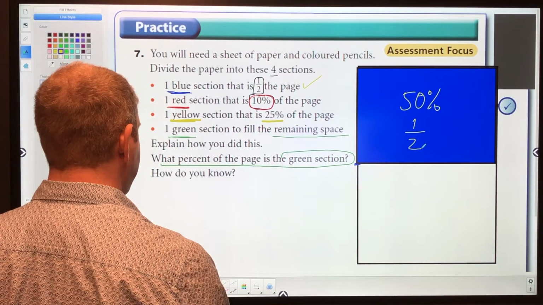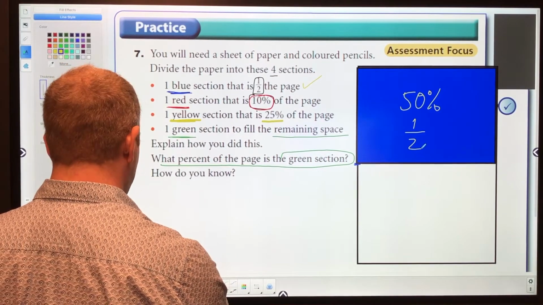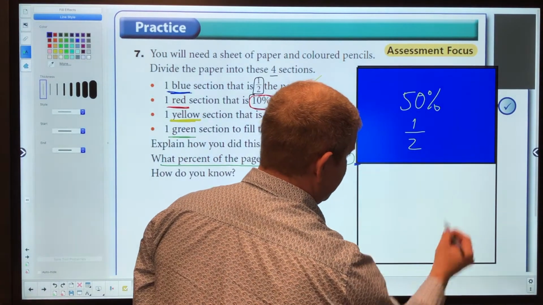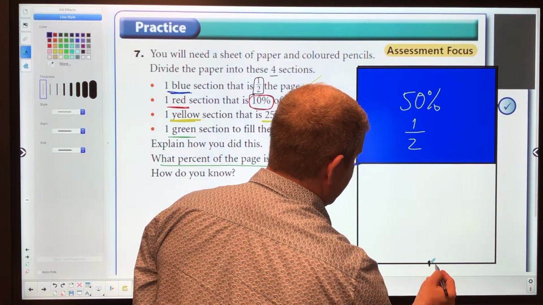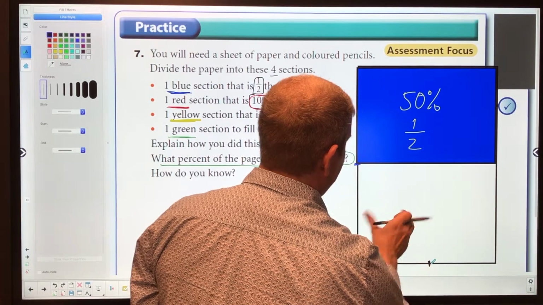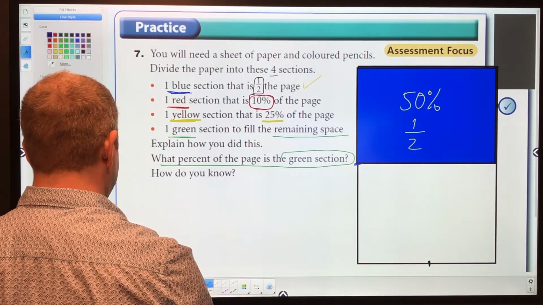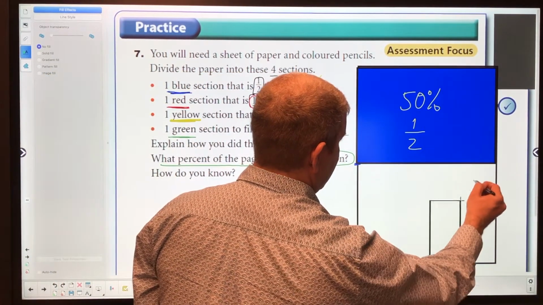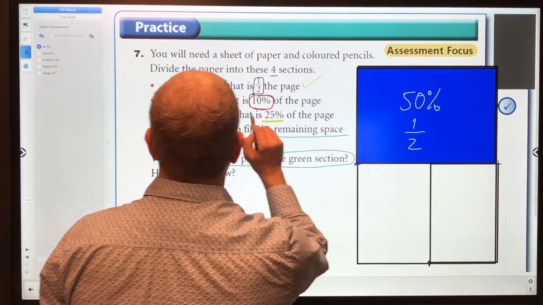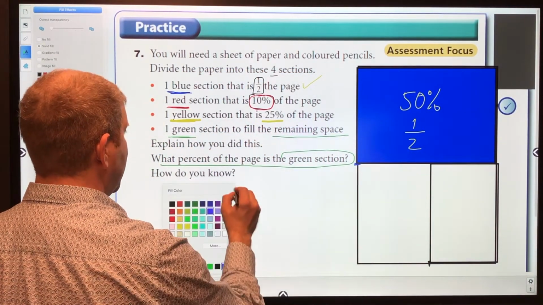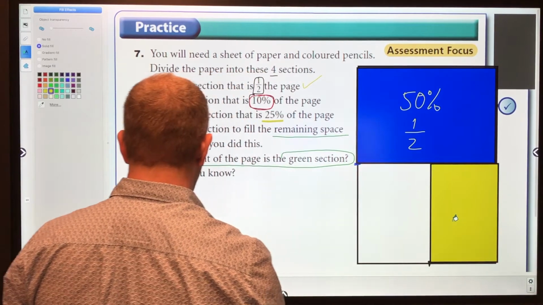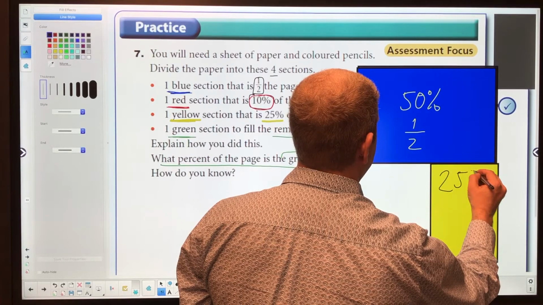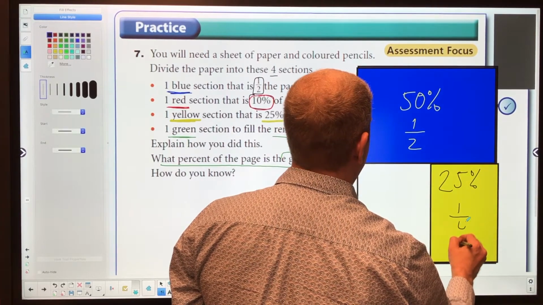So let's go 25%, which is going to be half of 50%. So I'm going to assume, I know this is 50% here. I'm going to kind of mark a little point here. That gives me an idea that these 2 sections here, if I put a line, are each going to be equal to 25%. So I'm going to draw again a rectangle here, and this is going to be my yellow. So let's fill that with yellow, and boom, I now have my yellow, which should be 25%, which we also know is equal to 1/4.